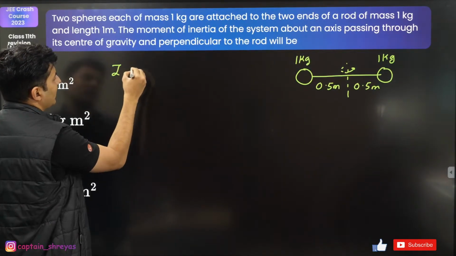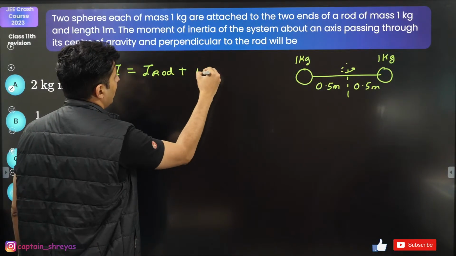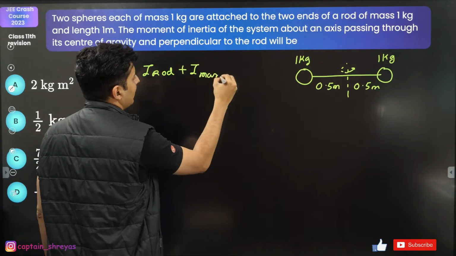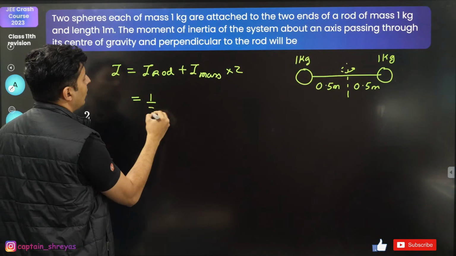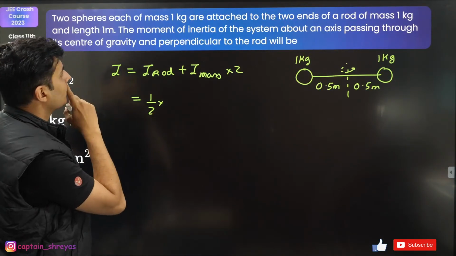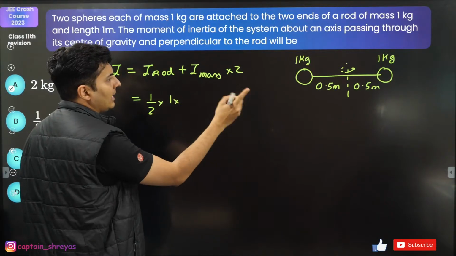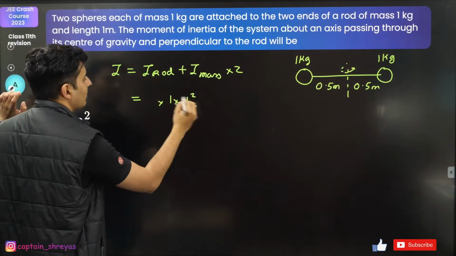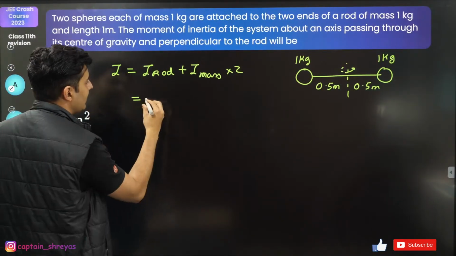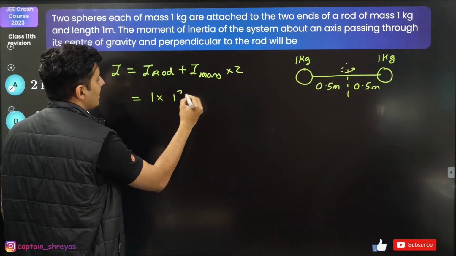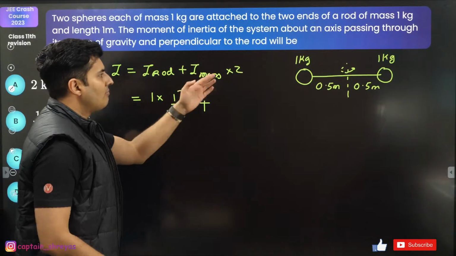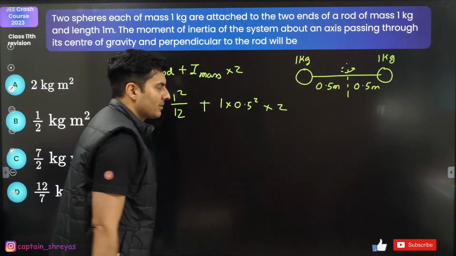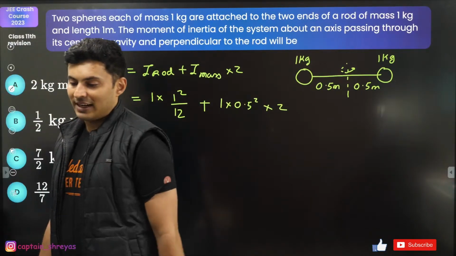So the total moment of inertia will be moment of inertia of the rod plus moment of inertia of the mass, but there are two such masses, so into 2. Moment of inertia of the rod is ml square by 12. Oh, why did I put half? My bad, sorry, not needed. So mass is 1, length is 1, square by 12, that's it. Plus mass of each thing is 1, distance is 0.5, so 0.5 square, but there are two things, so into 2. Just do it and see what is the final answer.